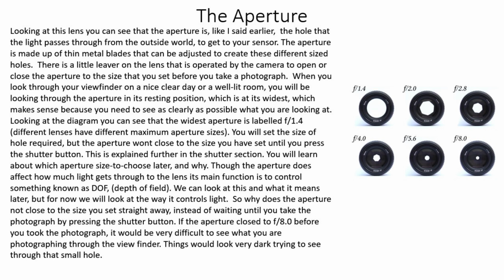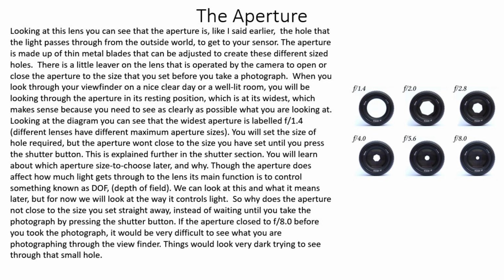When you look through your viewfinder on a nice clear day or in a well-lit room, you will be looking through the aperture in its resting position, which is at its widest, which makes sense because you need to see as clearly as possible what you are looking at. Looking at the diagram, you can see that the widest aperture is labeled f1.4. Different lenses have different maximum aperture sizes.